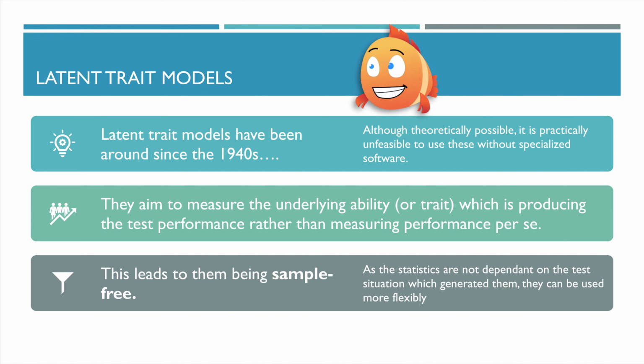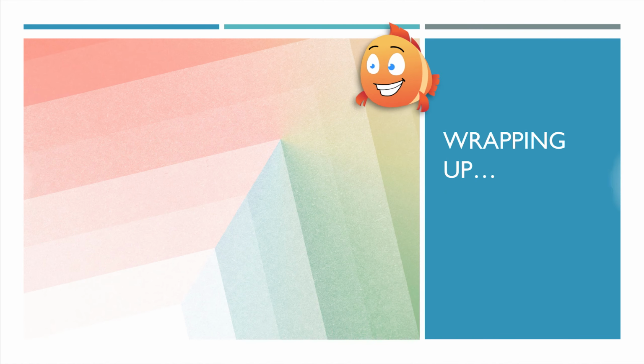Now, because the test statistics aren't dependent on the test situation which generated them, they can be used more flexibly. That doesn't mean that if you only have collected data that's a product of a really weird sample that has like 5 people in it and they're all savants, there aren't still limitations. This model doesn't fix everything, but it's designed to give us more out of our data so that we can then use that data elsewhere, or those questions elsewhere.